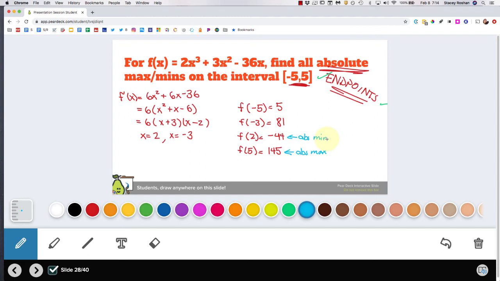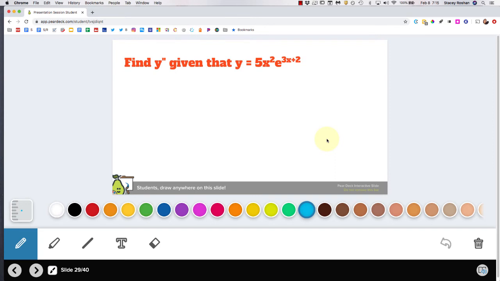Great, final answer. In this one, they want you to find y double prime, given this is y. Now notice this is a product rule. Hopefully that's the first thing that jumps out at you. So y prime equals, I'm going to call this my first and this my second. So the derivative of 5x squared is 10x times the second plus the first times the derivative of the second, and the derivative of e to the something is e to the something, and then we need to chain it. The derivative of 3x plus 2 is just 3.